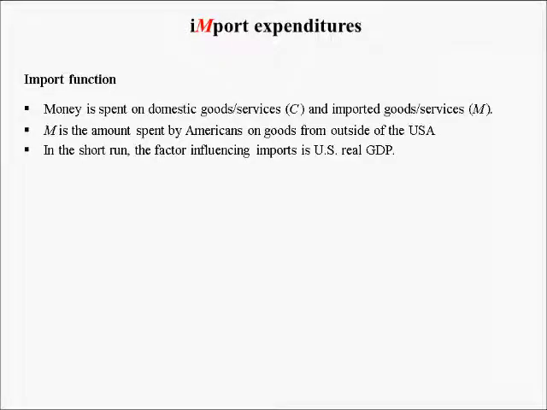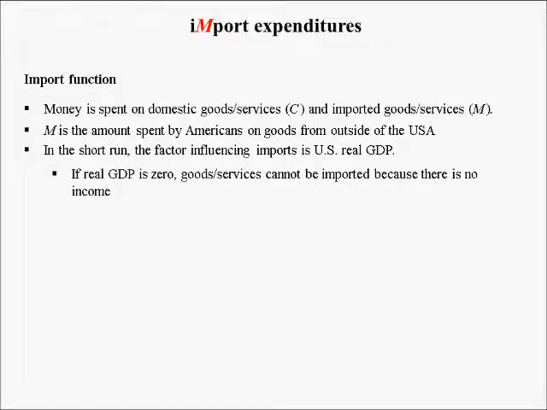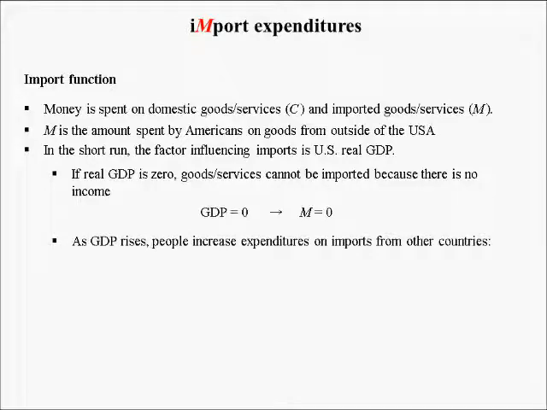In the short run, the factor influencing imports is U.S. real GDP. If GDP is zero, then we can't buy any imports. Simple enough, right? So when GDP is zero, imports are zero, so that means the intercept of this function is zero. Now, as GDP rises, people increase expenditures. They buy more imports from other countries. So as we get wealthier, our imports grow. So GDP and imports are positively related. And we're going to assume for simplicity, it's linear.